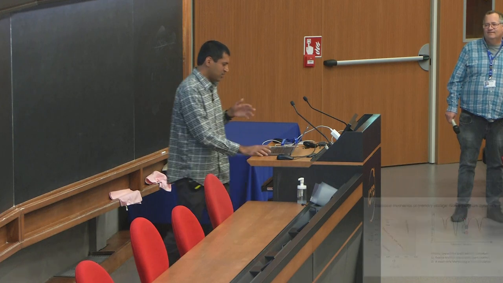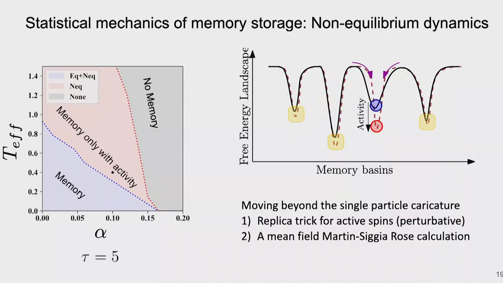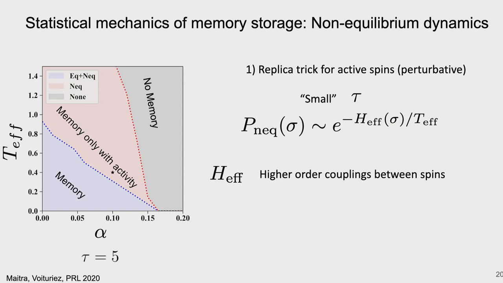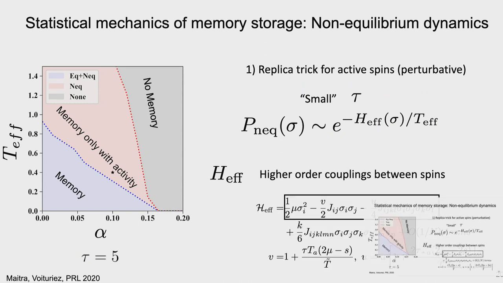To do this at a slightly more rigorous level, we can adapt ideas from the theory of spin glasses and how spin glasses hold memory. The first thing we can do is the so-called replica trick. I won't show you all the math. I'll just walk you through what I think are the central points.